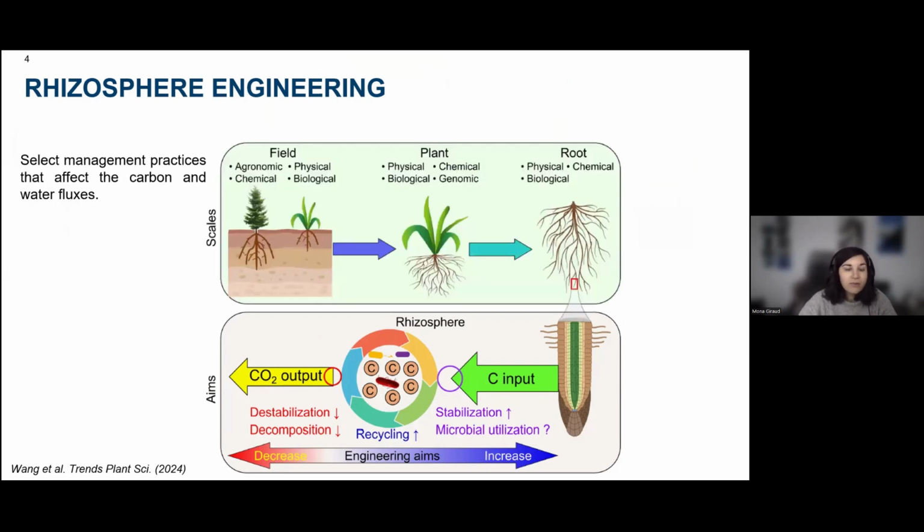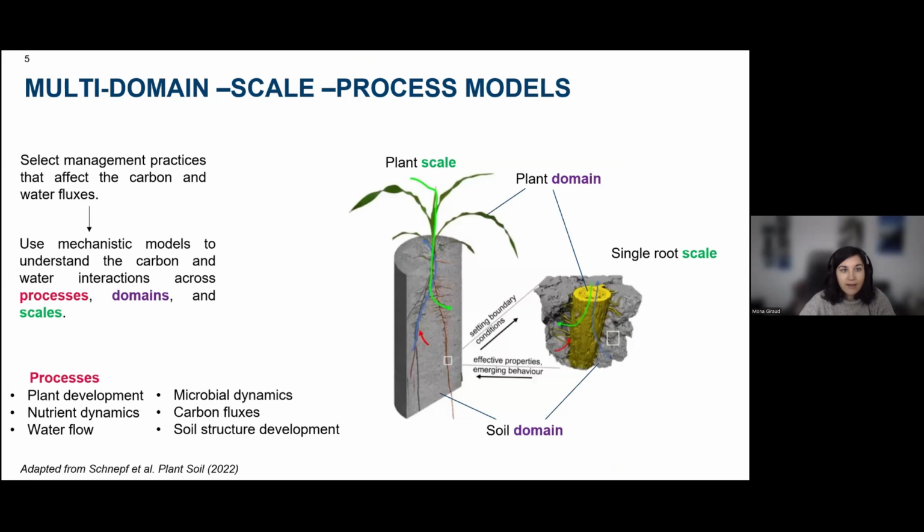And there is a wide range of management practices that can be done at different scales in order to achieve those aims. Therefore, one useful tool are mechanistic models, because they can help us understand how the management practices affect the rhizosphere and see which management practices might be the most effective. What we are especially interested in were those multi-domain, multi-scale, multi-process models.